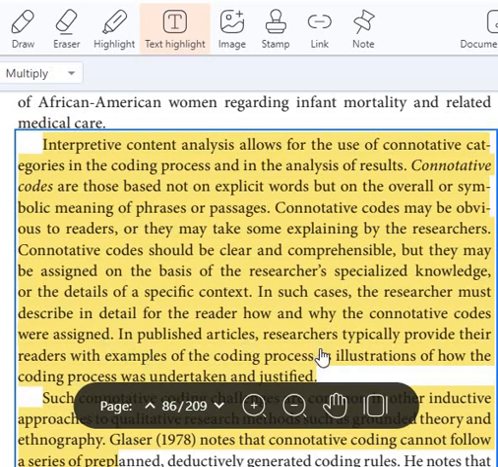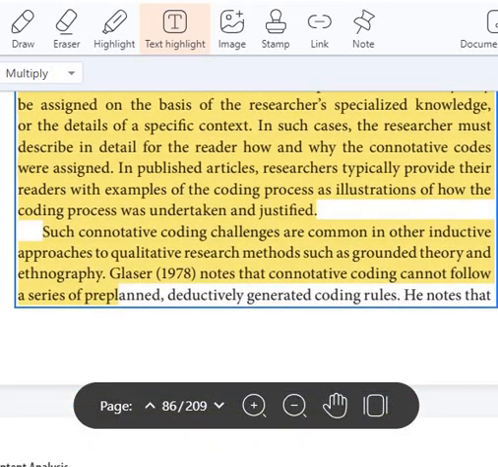Okay? In published articles, researchers typically provide the readers with examples of the coding process as illustrations of how the coding process was undertaken and justified. Okay, so this is actually very hard. This is challenging. This resembles grounded theory and ethnography. Glaser notes that connotative coding cannot follow a series of pre-planned, deductively generated coding rules. That's why it depends on the inductive coding lists.